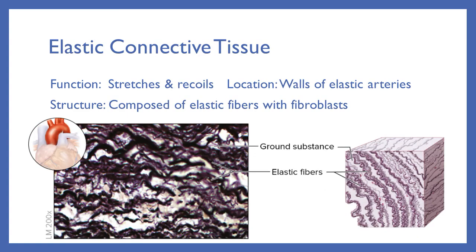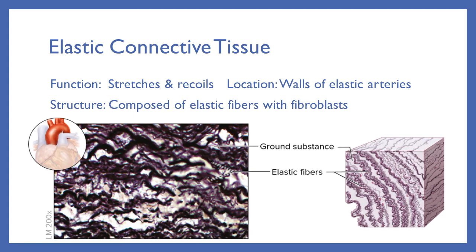Elastic connective tissue is going to primarily be composed of elastic fibers, and these allow us to both stretch cells and recoil them. The place that you find this is in the walls of elastic arteries like your aorta.